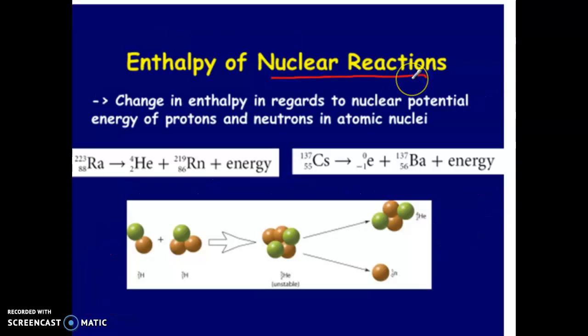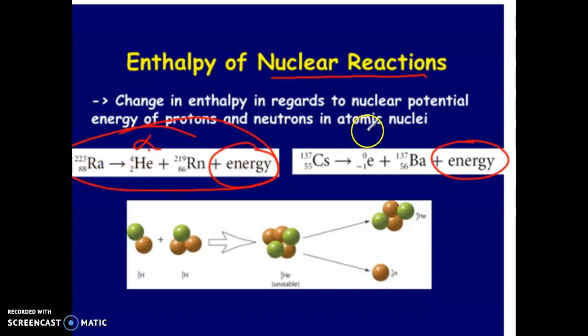Enthalpy of nuclear reactions. The majority of nuclear reactions are exothermic, so notice energy is written on the product side. There's not really too much that I need you to know from this. When you're looking at radioactive decay, if I gave you this reaction, you should be able to recognize that this is nuclear decay. Here you have an alpha particle and here you have beta. This goes back to grade 11. Essentially, just so you know the way that it's written, they are exothermic processes.